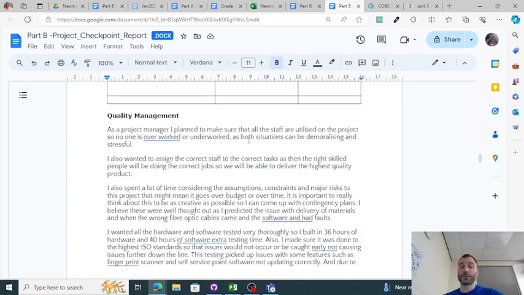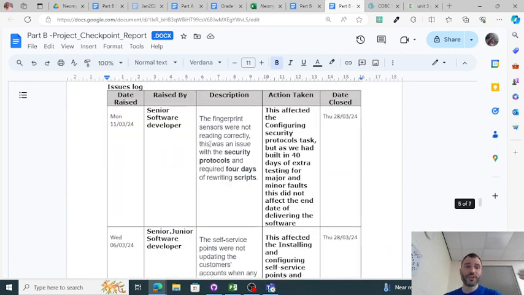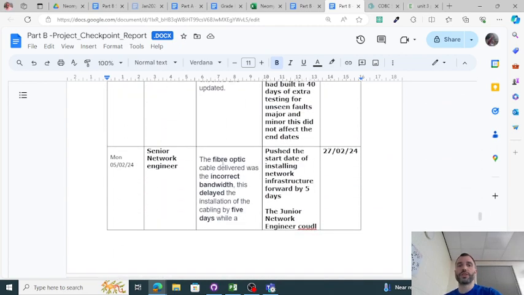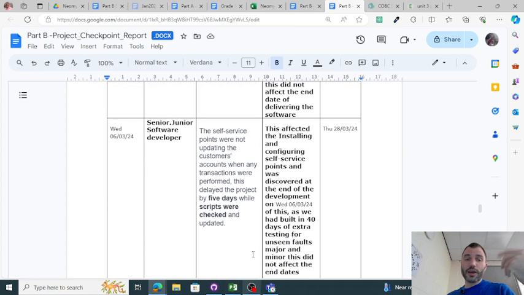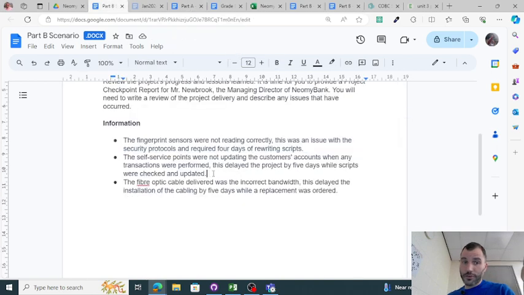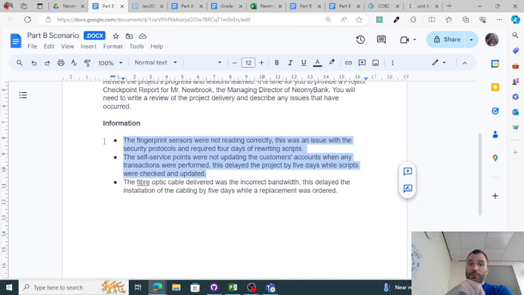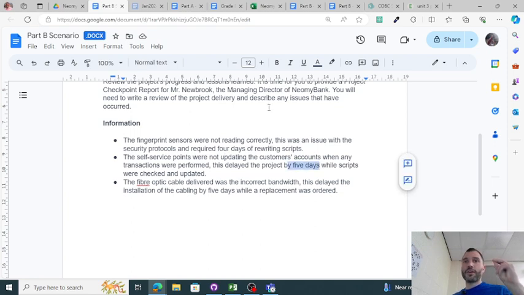I found that a little bit difficult for some reason. I think I was a bit tired. So I just jumped straight to the issues log and I wrote down all the issues. And then I said what action was taken. And for some reason, then I could just see which tasks were going to be affected. And fortunately, you might disagree with me, but I think these two things here, the fingerprint sensors and the problem with the self-service checkpoints not updating the customer's account, because the script had to be updated. It said that they took 4 days to rewrite the scripts here and 5 here, but I think this massive amount of extra testing time that we built in covers that.